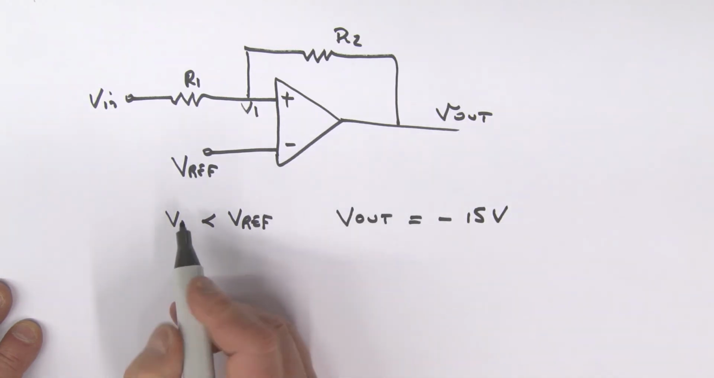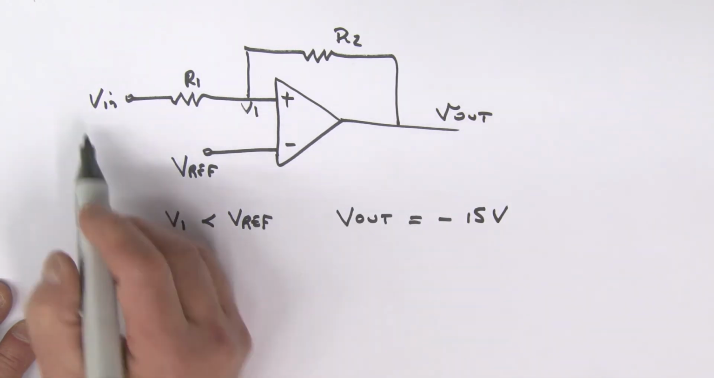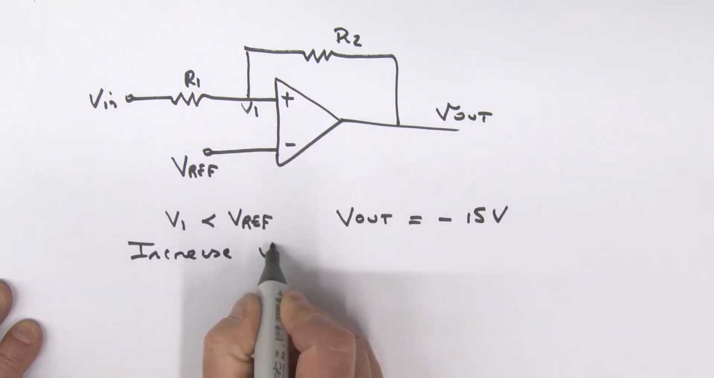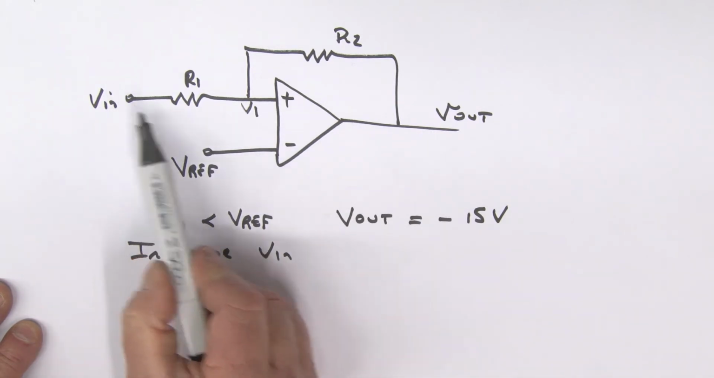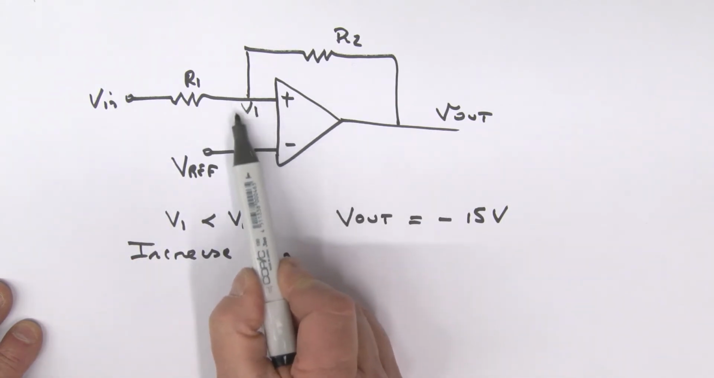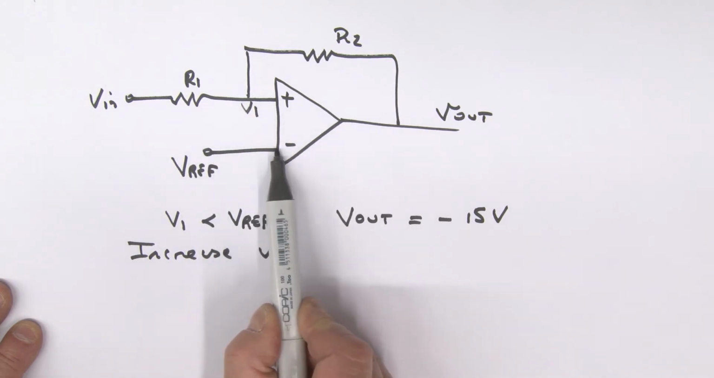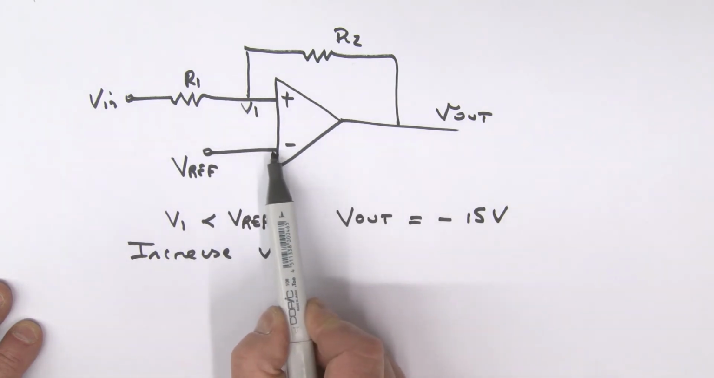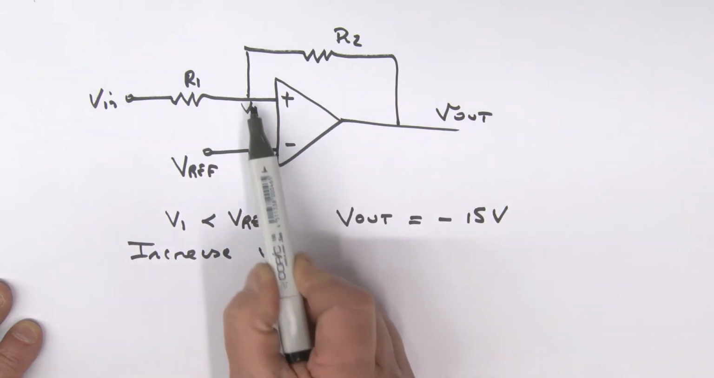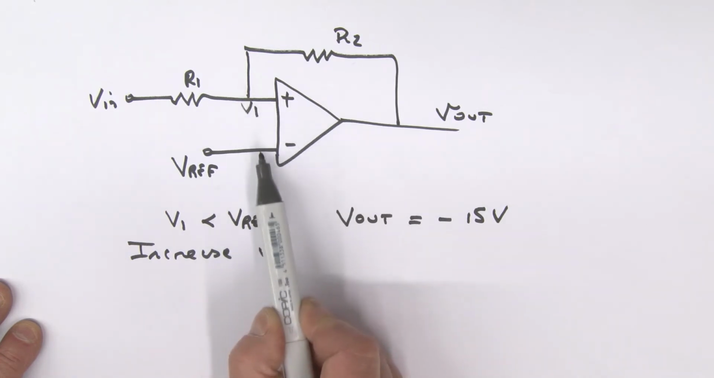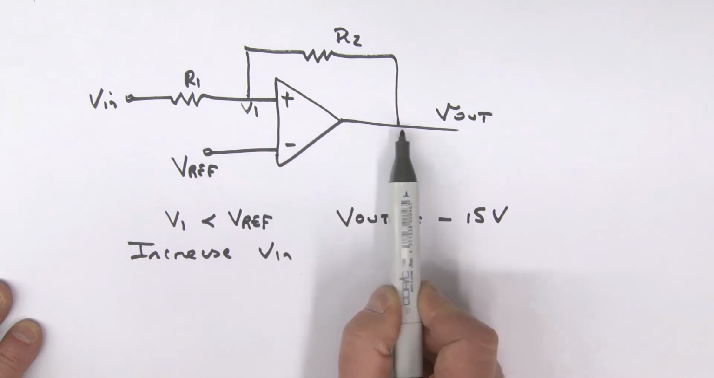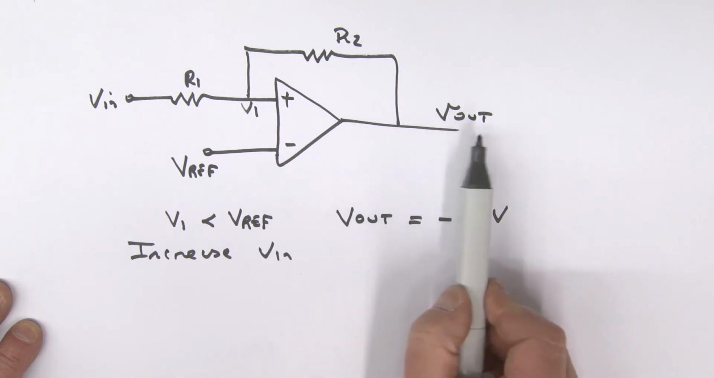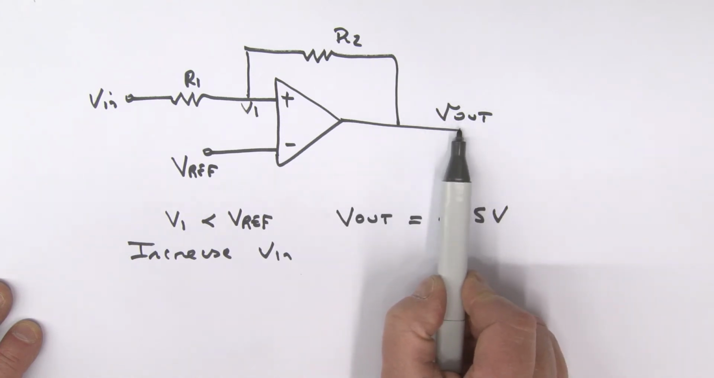Now supposing I start to increase V in. I'm going to bring V in to a value such that this V1 voltage is equal to the reference voltage, or just a little bit bigger, fractionally bigger than that reference voltage. What's going to happen? This input is now fractionally bigger than the voltage at the inverting input, which means the output is now going to switch to a plus 15 volts.